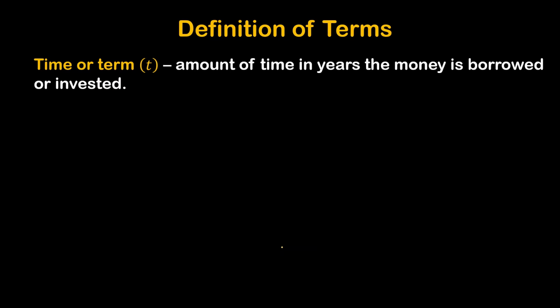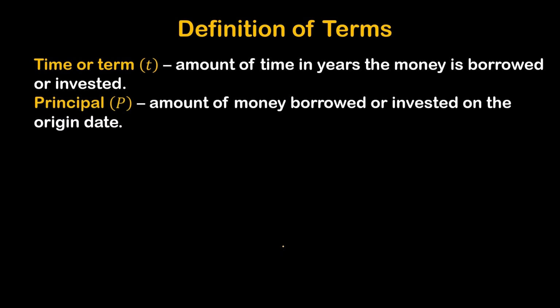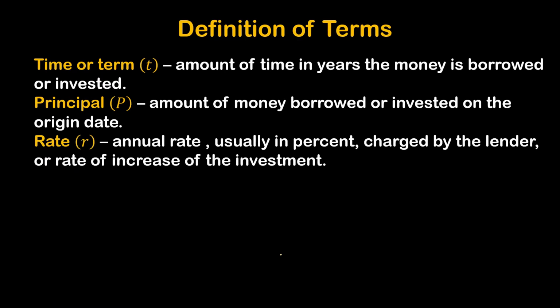invested. The second term is the principal, which is denoted with the capital letter P. Principal is the amount of money borrowed or invested on the origin day. Principal is also called the present value. The next term is the rate, which is usually denoted by the small letter R. It is an annual rate, usually in percent, charged by the lender or the rate of increase of the investment.